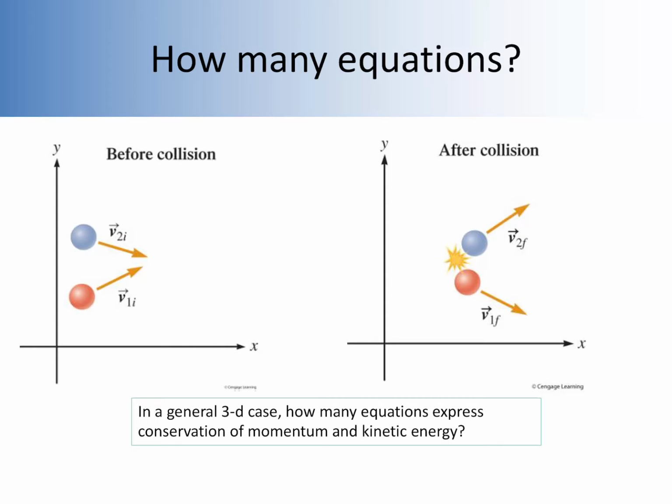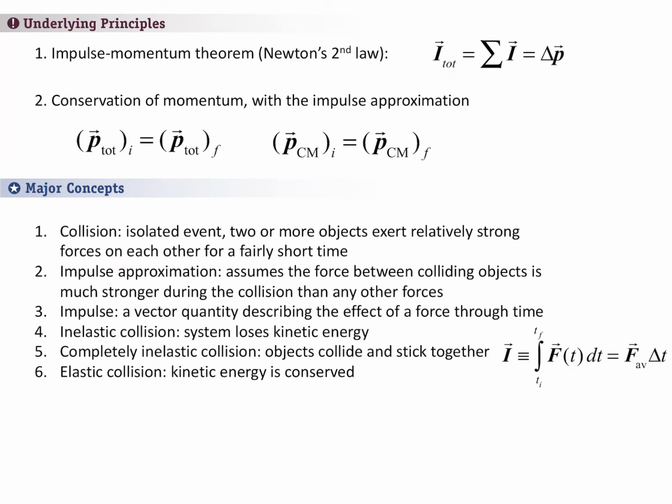And in the 3D case, you're going to have 4 equations because you have 1 kinetic energy conservation, and then you have 3 momentum conservation equations. X direction, momentum conserved. Y direction, momentum conserved. Z direction, momentum conserved. So basically that summarizes this chapter.